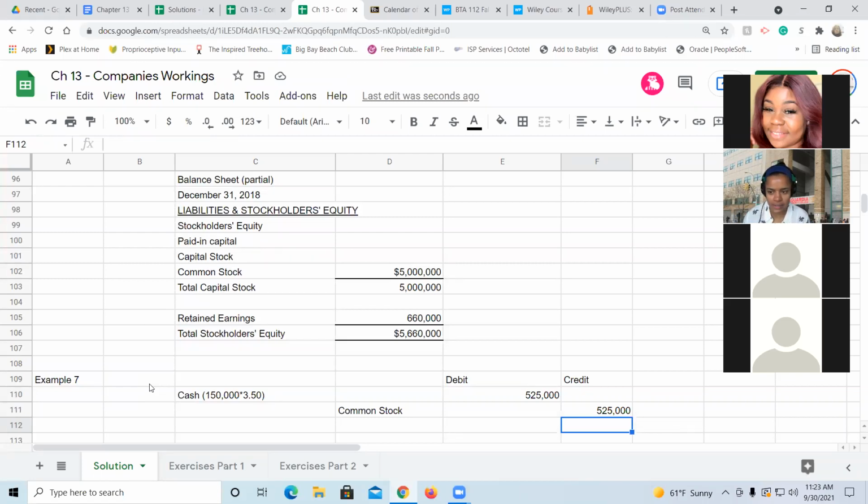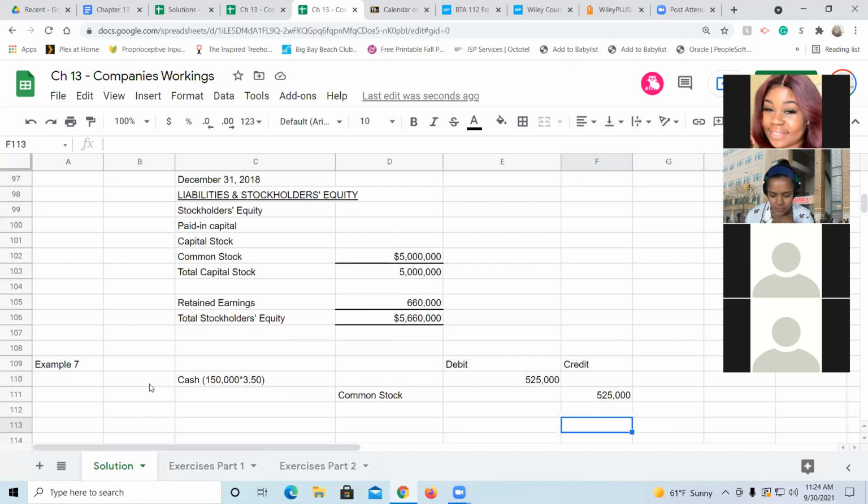So a no par value situation is actually very easy. You basically just dump whatever you had in cash into common stock. You don't even have to think about par value.